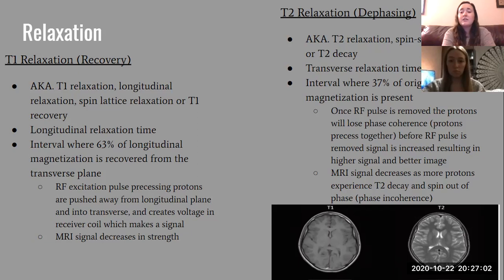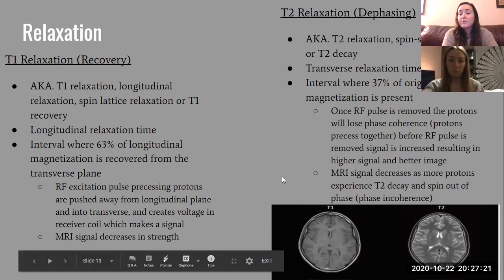MRI signal decreases as more protons experience T2 decay and spin out of phase. This is called phase incoherence. So as these two pictures show on the bottom, T1 is a little more blurry than T2, and T2 shows a little bit more detail because it has a higher signal and better detail.